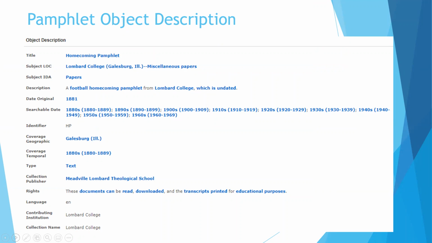Not every metadata record, again, uses all the 15 elements, but this one does. So you've got your title, the homecoming pamphlet, and then we've got the subject, which is Lombard College, Galesburg, Illinois, miscellaneous papers, and then papers as another subject. Notice the searchable date string is really long. That's an IDA thing, because you can't just do a range. You have to do each decade, which is super fun to do when you're creating metadata templates in ContentDM.